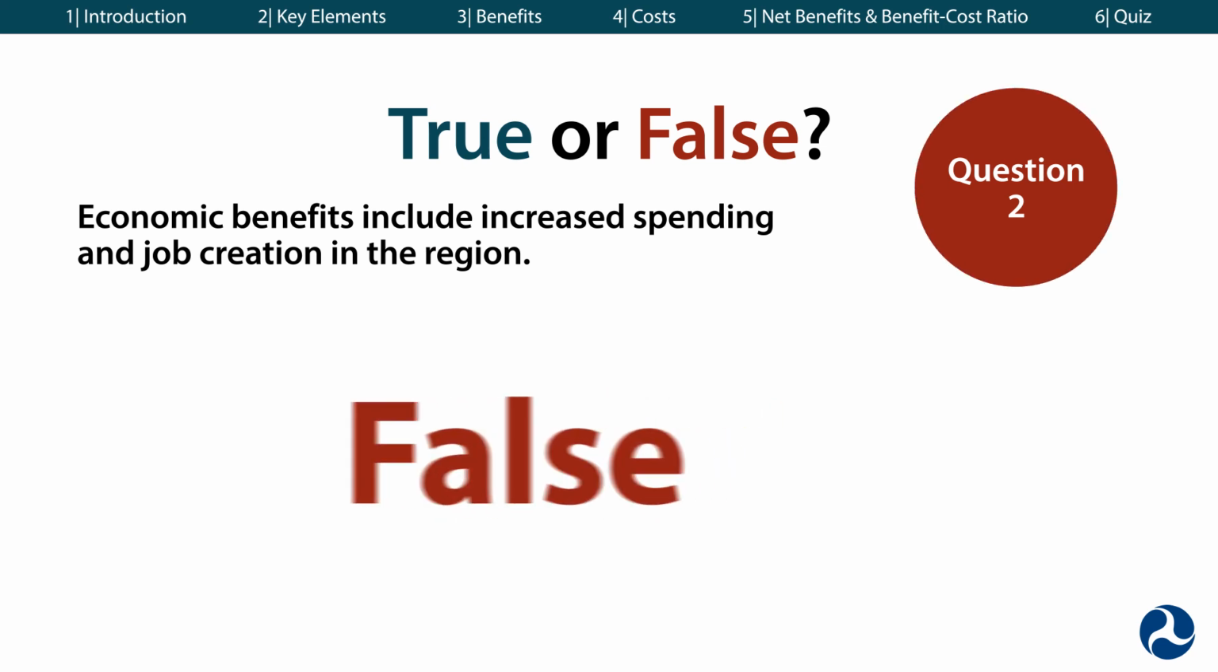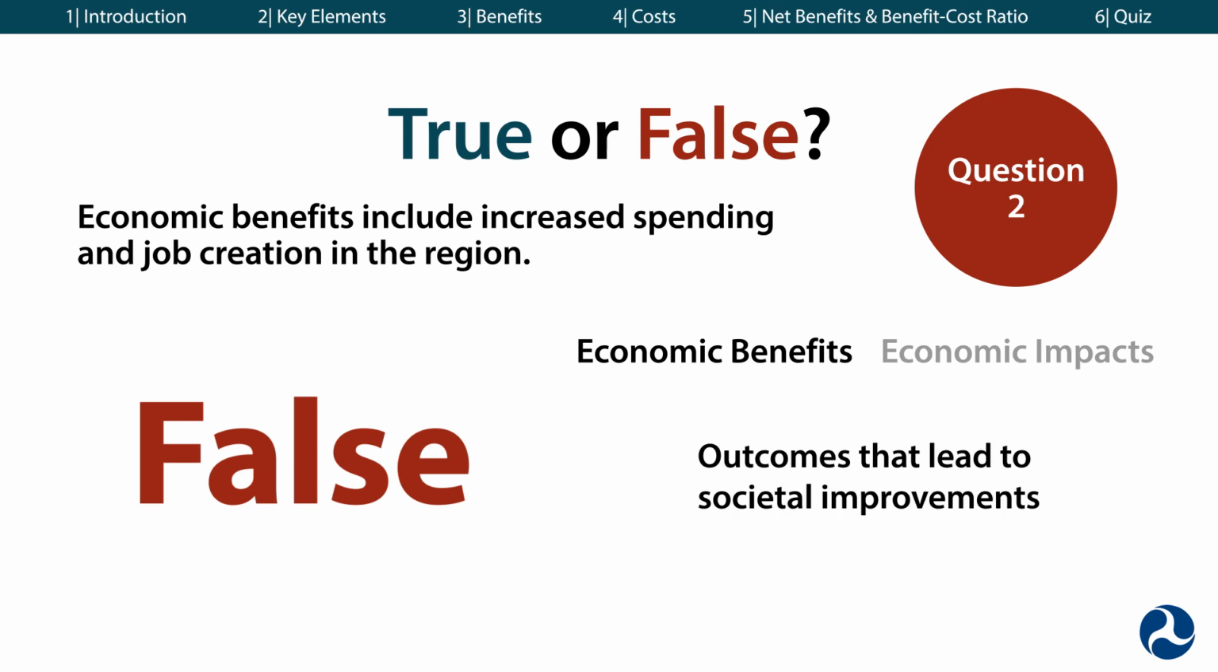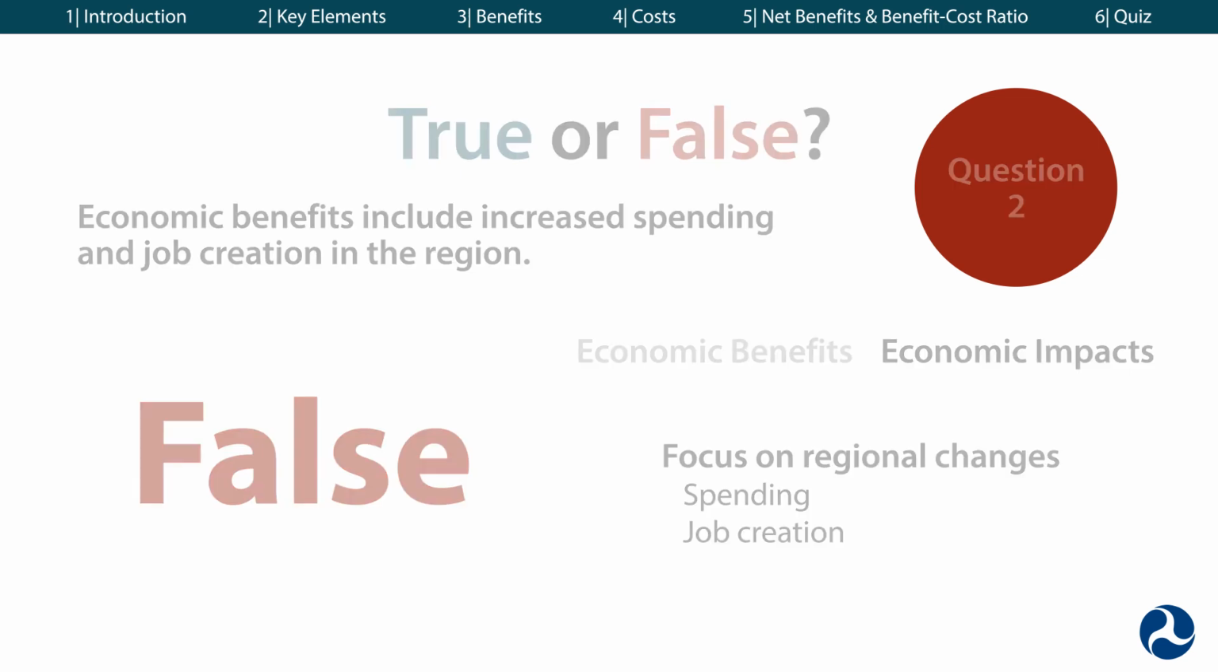False. It is important to differentiate between economic benefits and economic impacts. For BCAs, benefits refer to the outcomes that lead to societal improvements as a whole. Impacts, however, focus on regional changes, like spending and job creation, which fail to consider changes to the overall society.